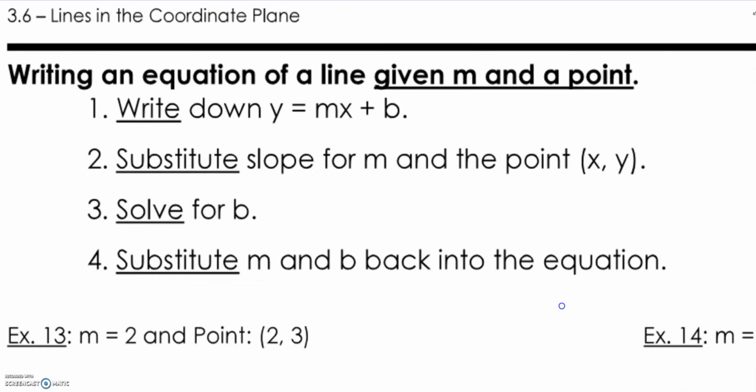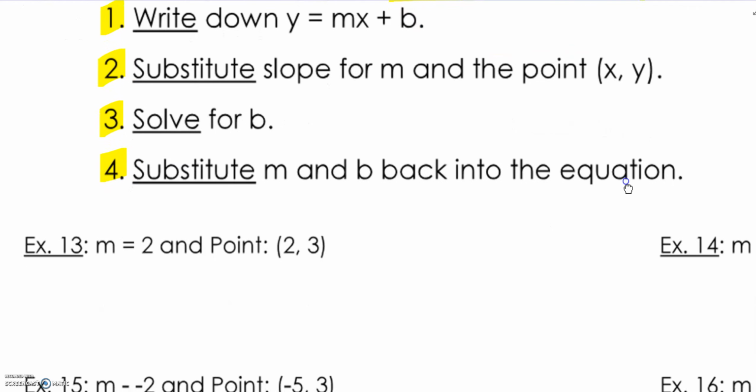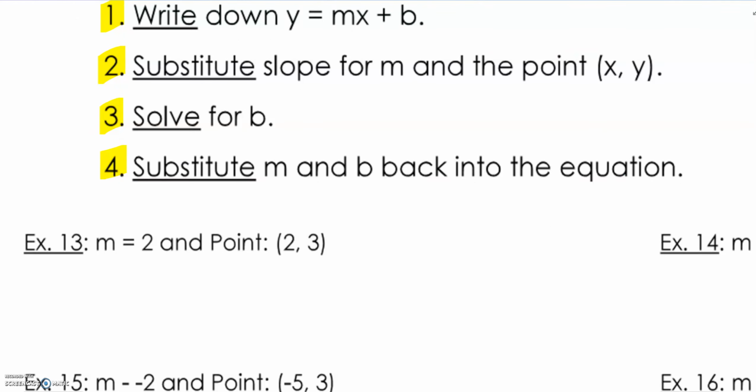Next, in order to write the equation of a line given a point and a slope. So this time, I know my slope, but I don't know my y-intercept. So we have 4 steps to solve these problems. Step 1, write down y equals mx plus b.